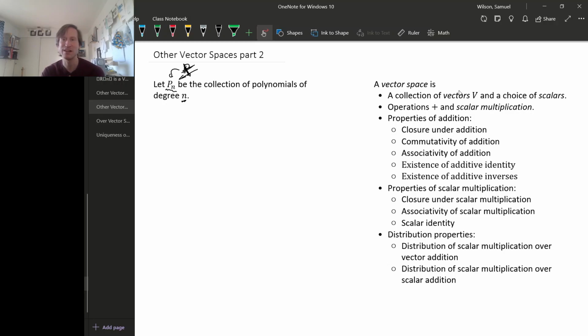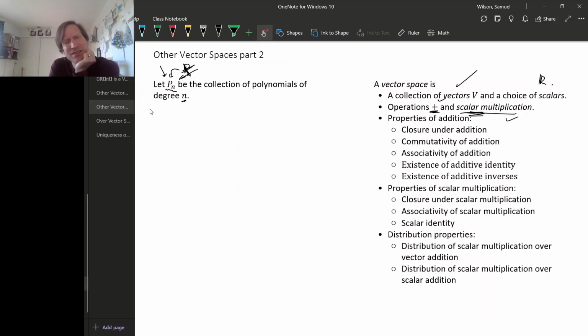Okay, so we need a collection of vectors, which we have, right? Polynomials of a given degree. We need a choice of scalars, but that's just going to be the real numbers. We have addition and scalar multiplication operations already, because if you have two polynomials, you can add them. And if you have a polynomial and a real number, you can multiply them. So we already have these operations. All right, so what about closure under addition? If you have two polynomials of degree n and you add them, do you get a polynomial of degree n?